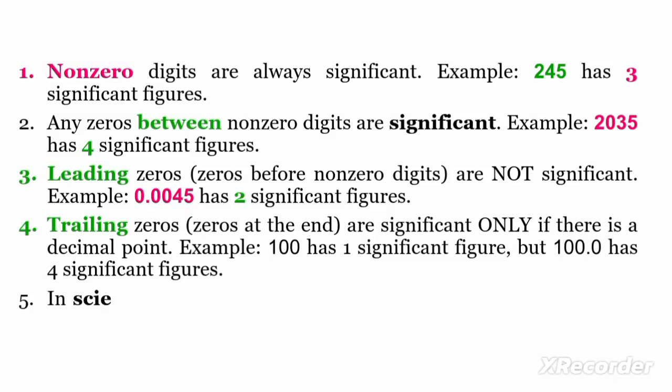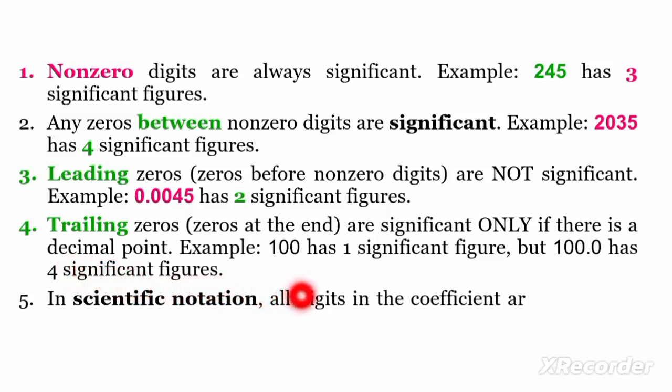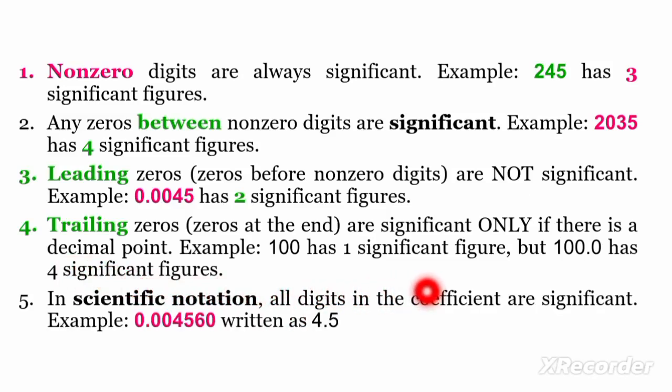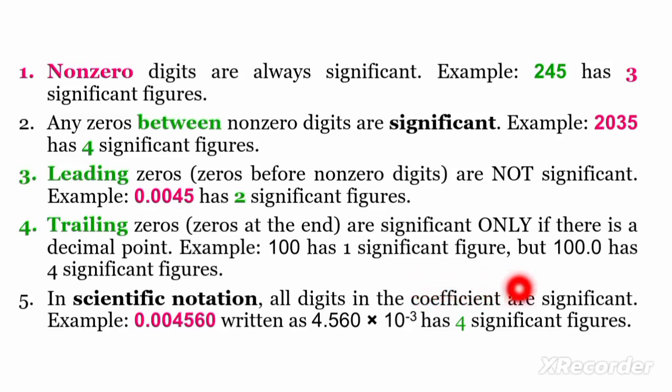As for significant figures in scientific notation, all digits in the coefficient are significant figures. For example, 0.004560 written as 4.560 times 10 to the power negative 3 has four significant figures. Okay, so these are the rules that we need to consider when counting the number of significant figures.